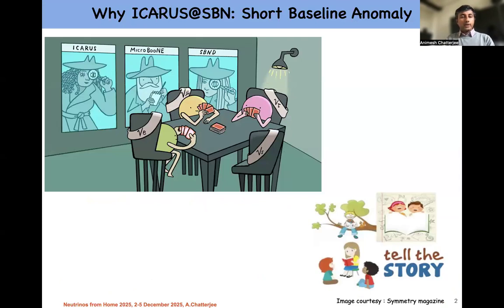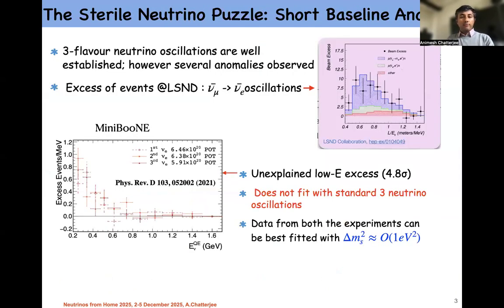So let's first try to understand why we need the ICARUS experiment at SBN, which started from the short-baseline anomaly. First, the LSND experiment tried to understand neutrino oscillations, looking at muon antineutrino oscillations to electron antineutrino oscillations. However, they observed an excess of events which cannot be fitted with the three-flavor oscillation.